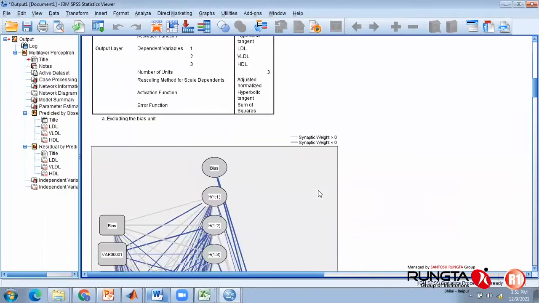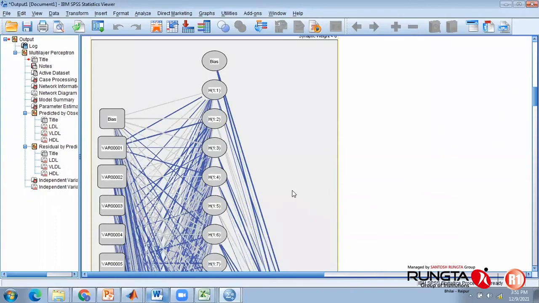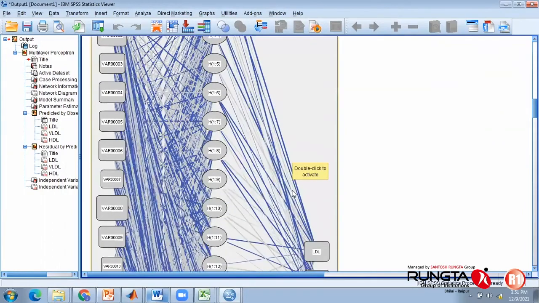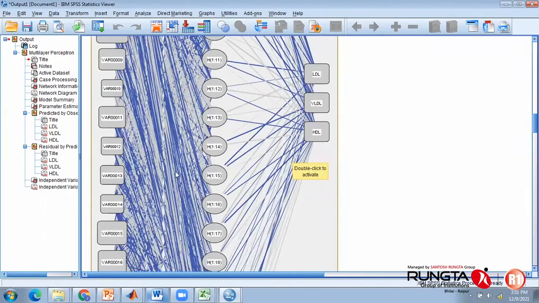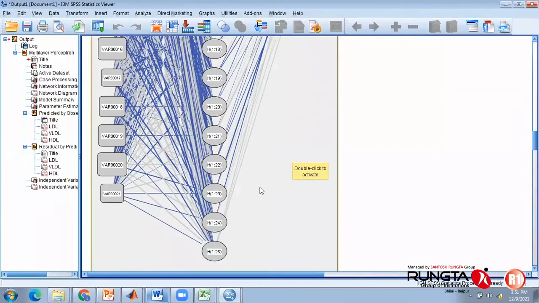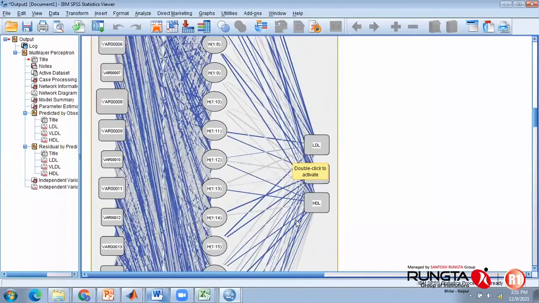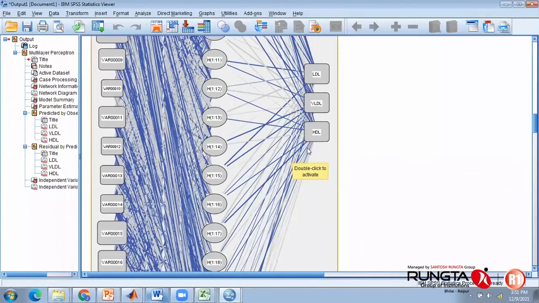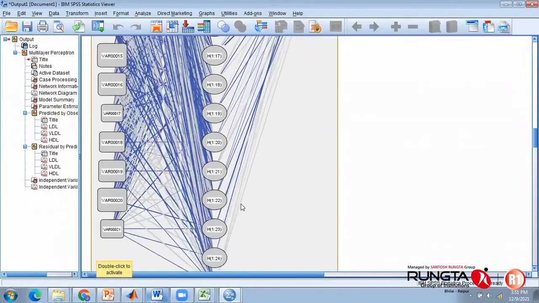It's processing with the diagram. This is your neural network diagram. In case of MATLAB, we cannot get this diagram, but in SPSS, you will get the complete complex structure of an artificial neural network. So there are 21 variables, 25 nodes of neurons against 3 outputs, LDL, VLDL, and HDL. So this is the depiction here.